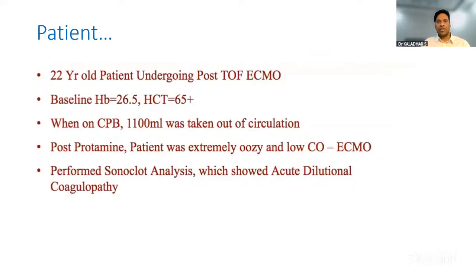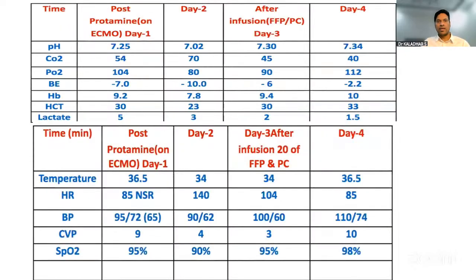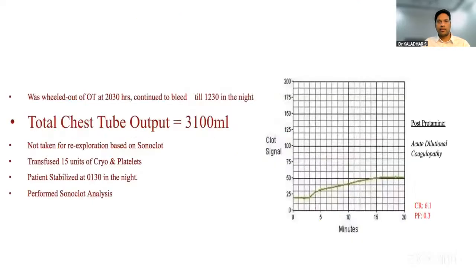So they looked at the Sonoclot analysis, and these are the various parameters provided in that case report. Severe metabolic and respiratory acidosis was there initially, and later it could be corrected. And there was initial hypothermia. The temperature was definitely on the lower side. And then they looked at this graph. It looks like acute dilutional coagulopathy.